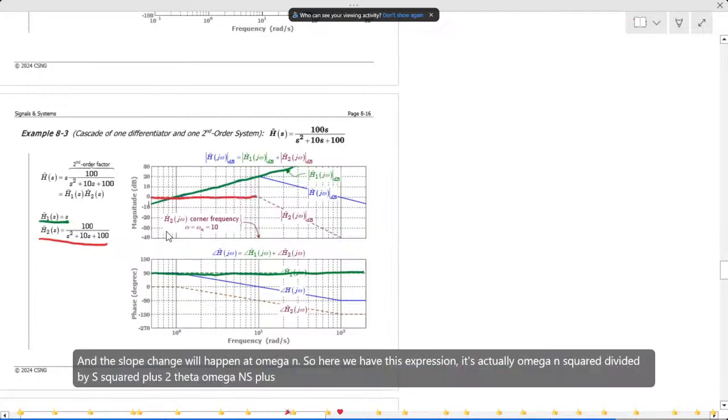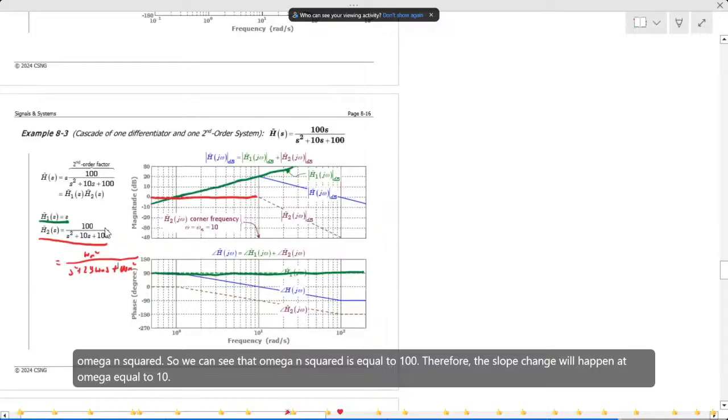And the slope change will happen at omega n. So here we have this expression, which is omega n squared divided by s squared plus 2 zeta omega n s plus omega n squared. So we can see that omega n squared is equal to 100. Therefore, the slope change will happen at omega equal to 10, which is here.